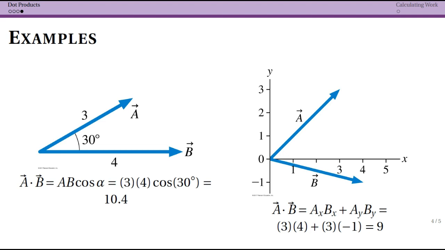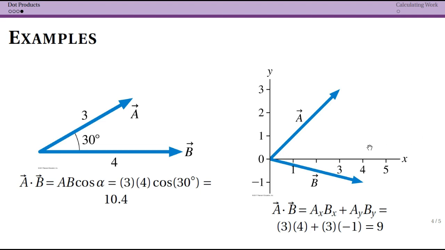So two quick examples to show you how to use these two. These are simple equations to plug values into. You're going to choose which form to use based on the information that you have. In this first situation, you know the magnitude of each of the vectors and the angle in between them. So it makes the most sense to use the AB cos alpha version, where you're using the magnitude of each of these, 3 and 4, and then cosine of the angle in between them. You multiply that out, you get 10.4.